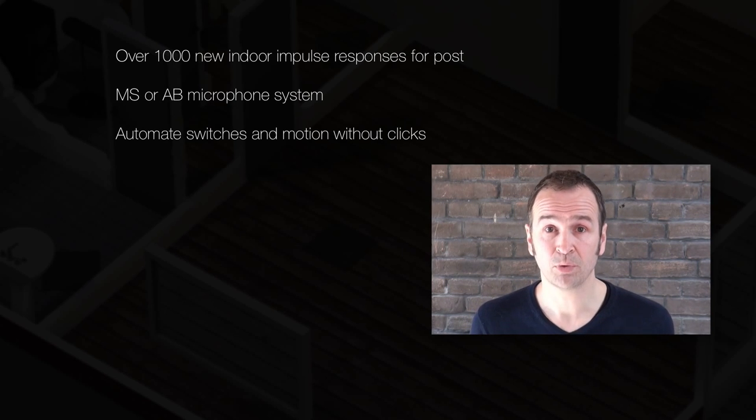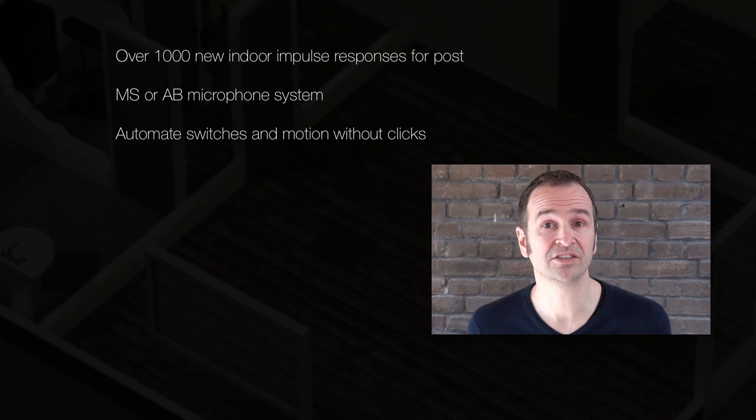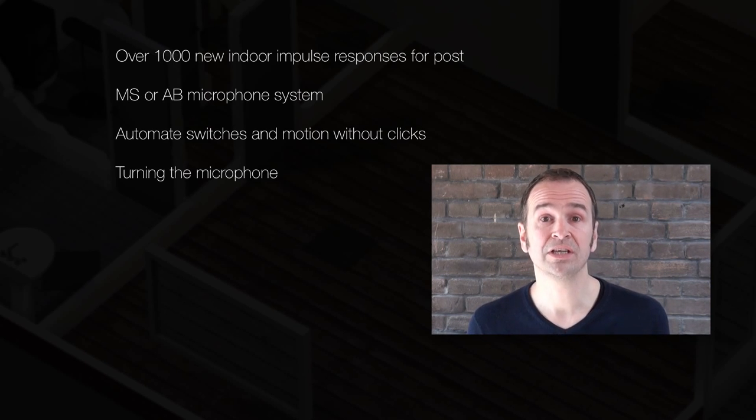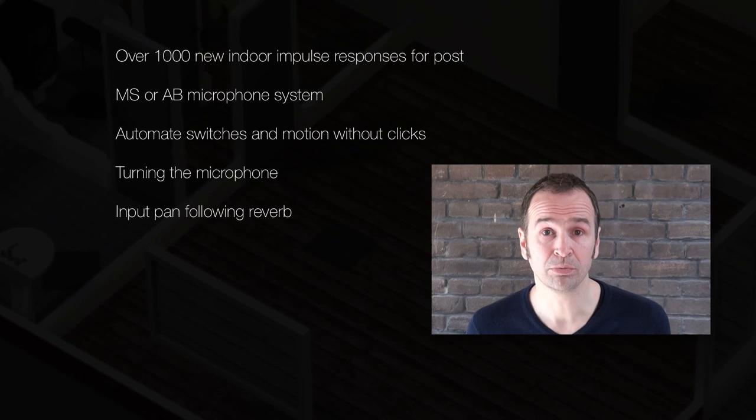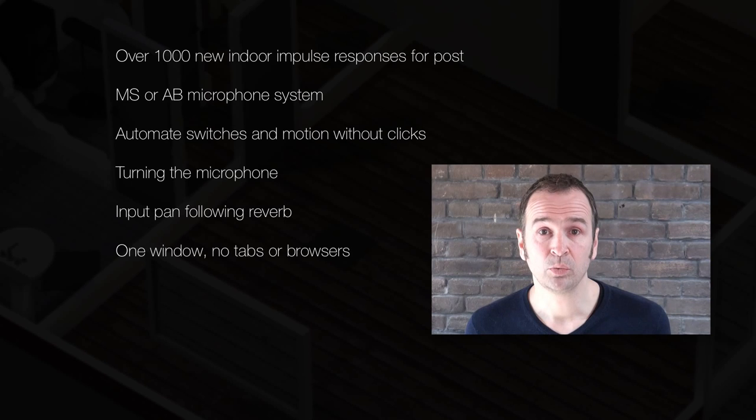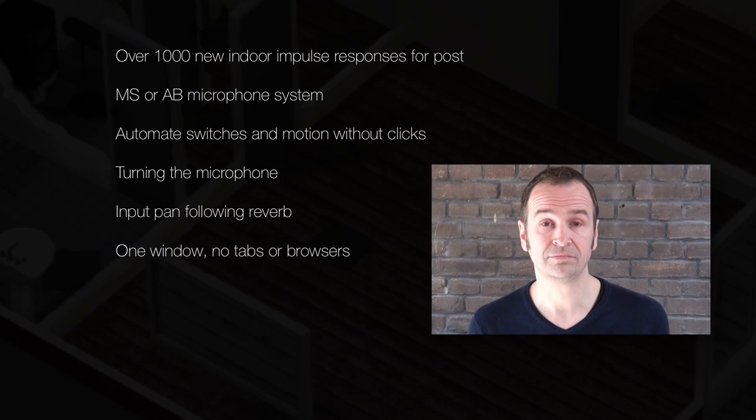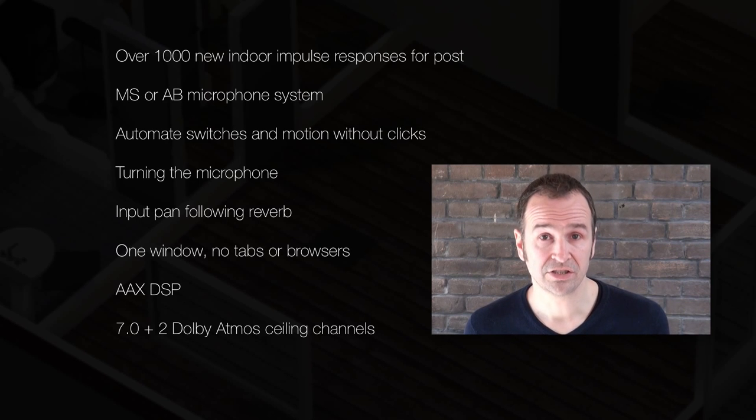You can not only hop around in a house, you can also automate seamless clickless motion by turning the microphone or using input pan following reverb using the spread button. All of it comes in a single window, resizable, without tabs or browsers. There's AAX DSP support and indoor outputs 9 channels of reverb, 7.0 plus Atmos ceiling channels.